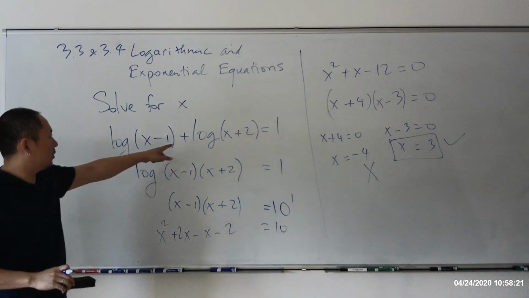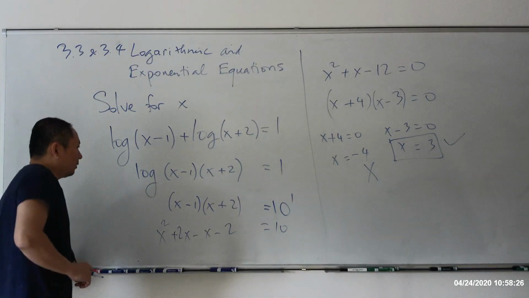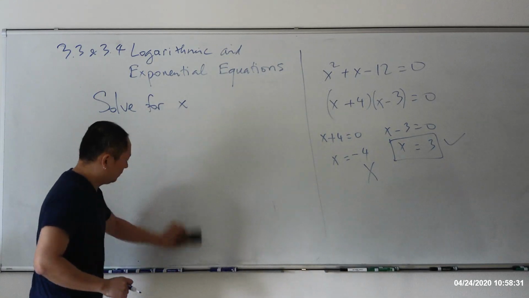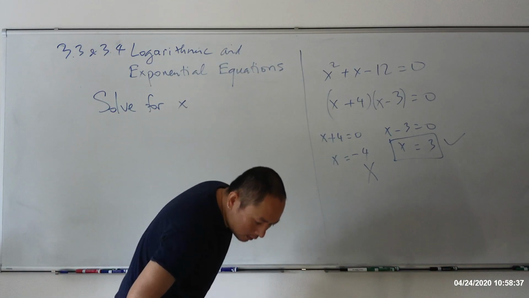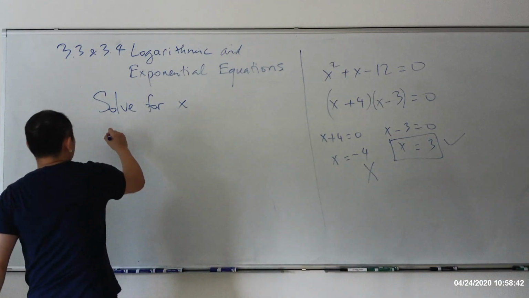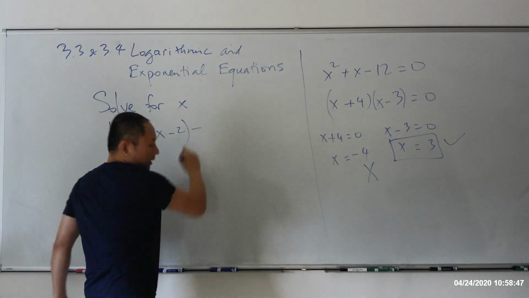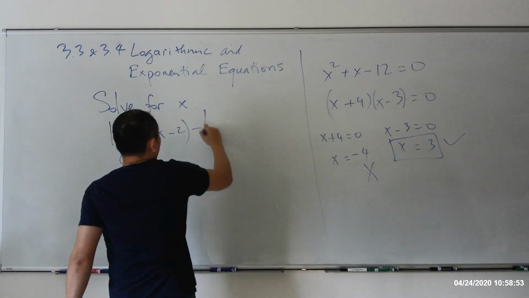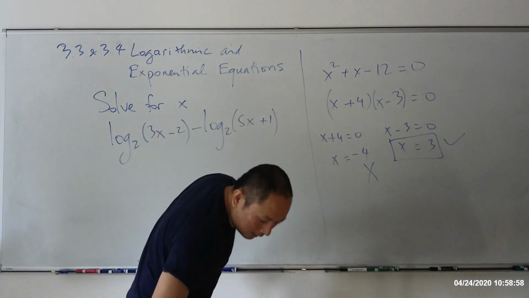And it's going to be log 2 plus log 5 is log 10 equal to 1. That's correct. Okay, try another example: log base 2 of 3x minus 2, minus log base 2 of 5x plus 1, and that's equal to 3.